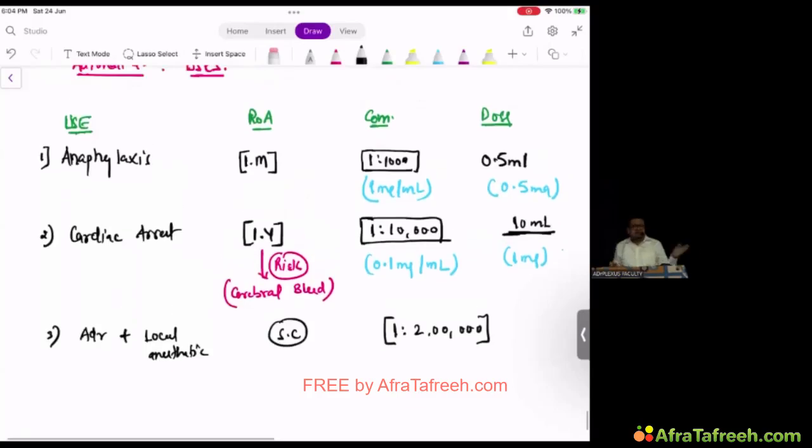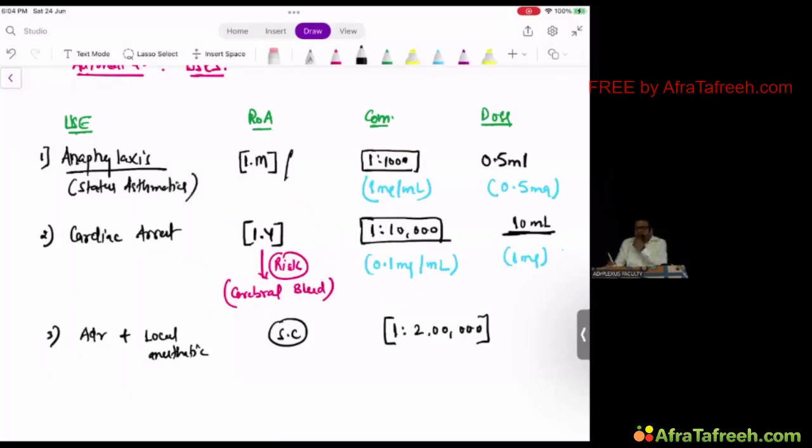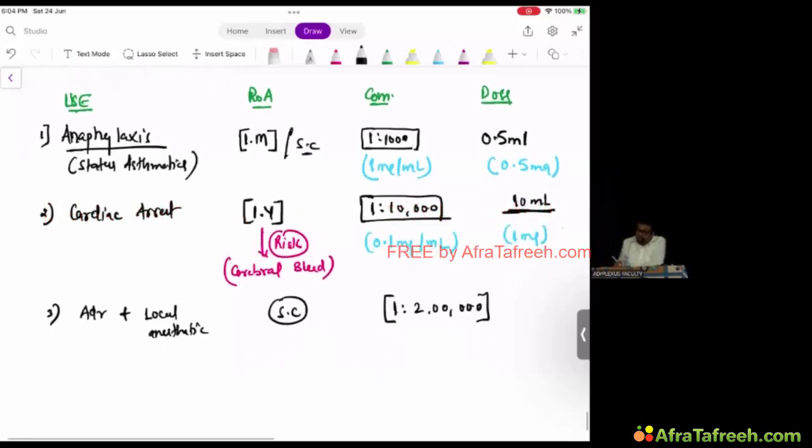So you are asked nowadays, match the following. Indication is given, route is given, concentration is given. So 1:1000 is for which indication? Anaphylaxis. Which route? Same is true. Same can be given in status asthmaticus also. The route can be IM or even subcutaneous. 1:10,000 is for IV cardiac arrest. 1:2 lakhs is with local anesthetics. These are the important uses of adrenaline.